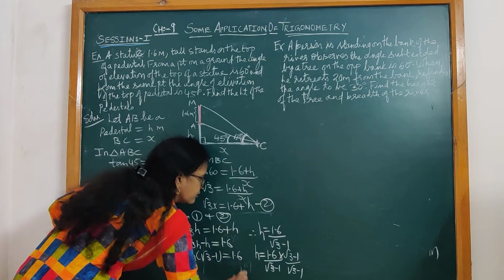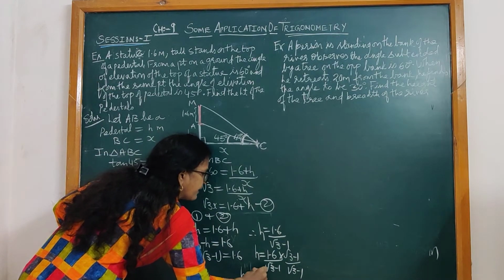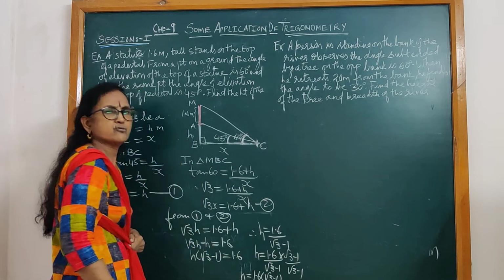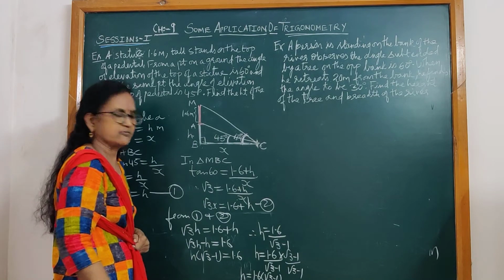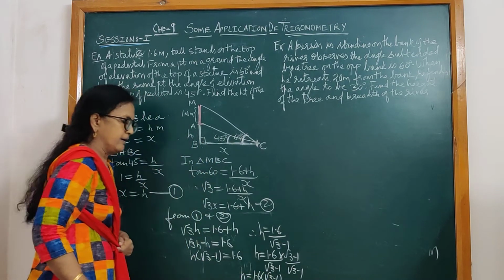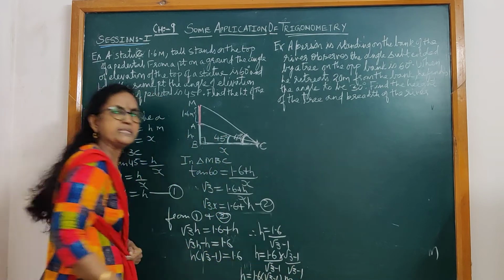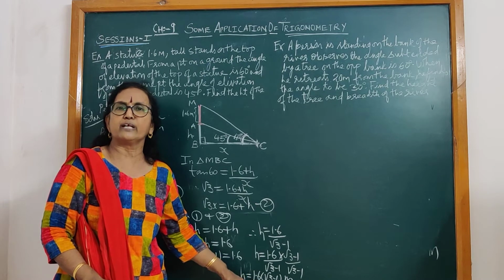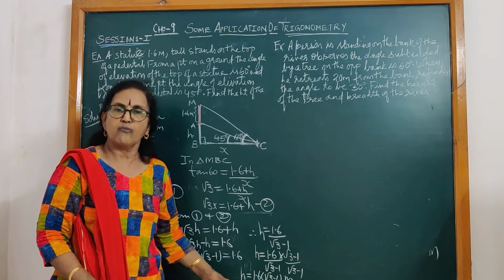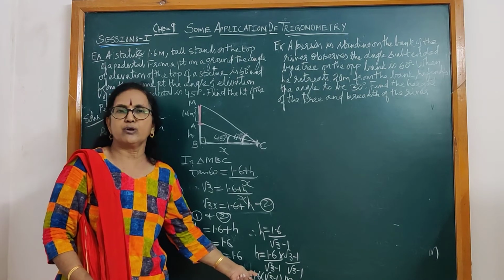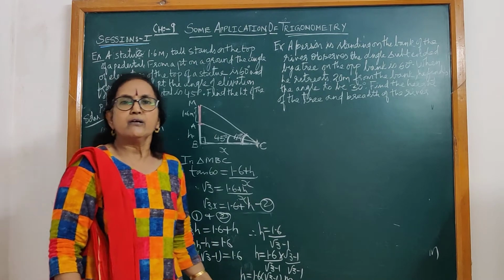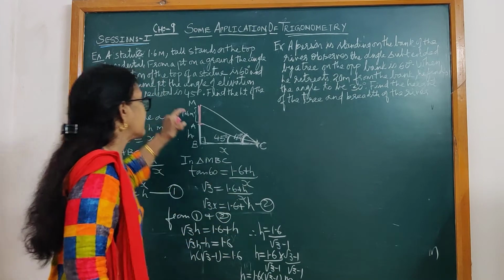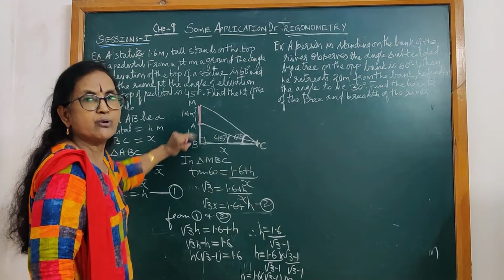So that will be h equal to 1.6 times (root 3 minus 1) upon root 3 square, that is 3 minus 1, which is 2. So this is your answer, and you can write down the unit as meter. Even you can simplify 1.6 divided by 2, that will become 0.8. So your final answer will become h equal to 0.8 root 3 (root 3 minus 1) meter. So what we got is the height of the pedestal.